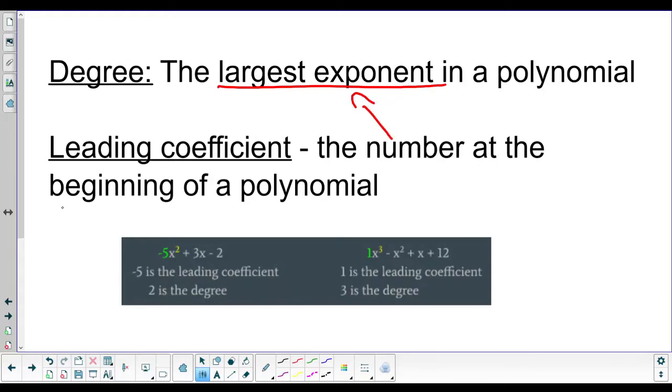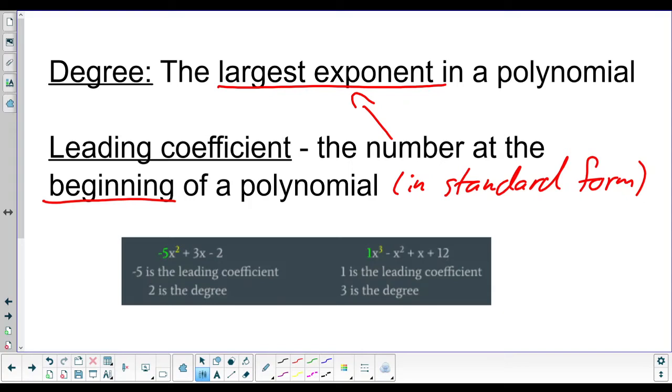This is the number at the beginning of the polynomial, but it has to be in standard form for that to be true. If it's not in standard form, it could be in the middle or the end. So hopefully everything you ever have to deal with in your whole life is in standard form. Probably won't be, but you know, c'est la vie.